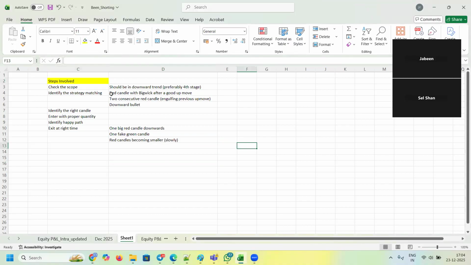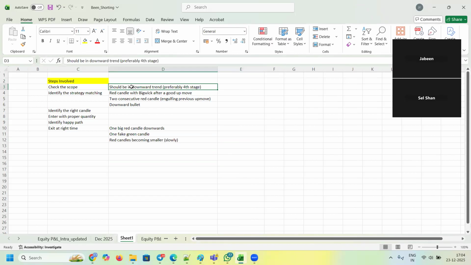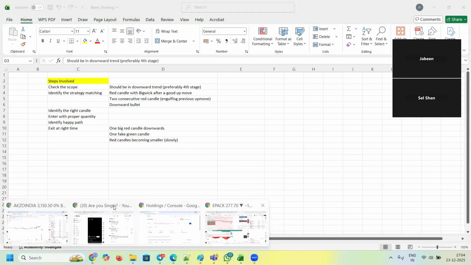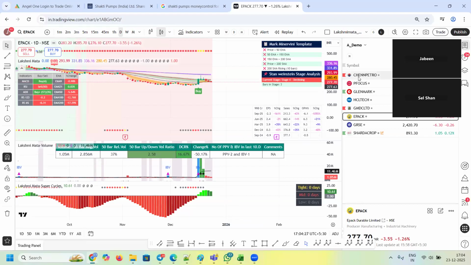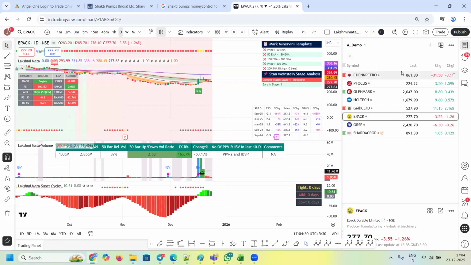The steps involved are, first, we have to check the scope. What is that? The stock should be in a downward trend, preferably in the fourth stage. I have selected a fourth stage stock, which is Chennai Petro. Can you see my screen? Yes, ma'am.